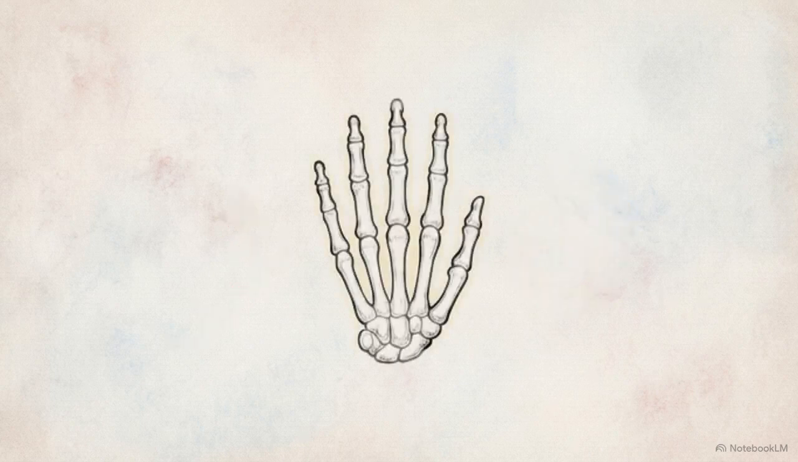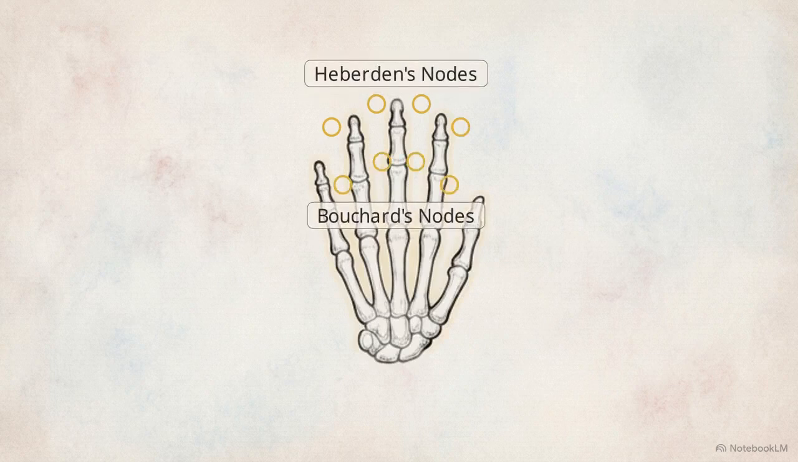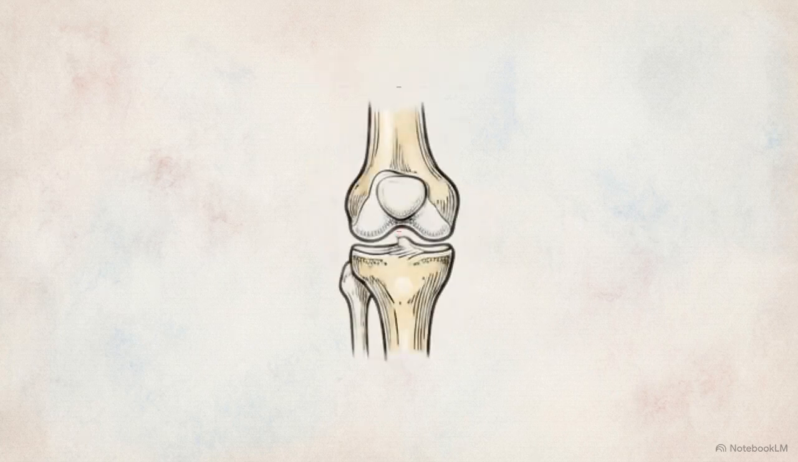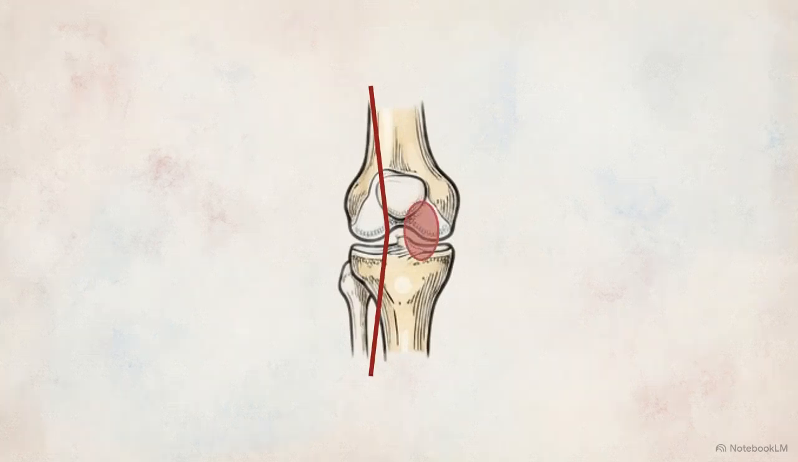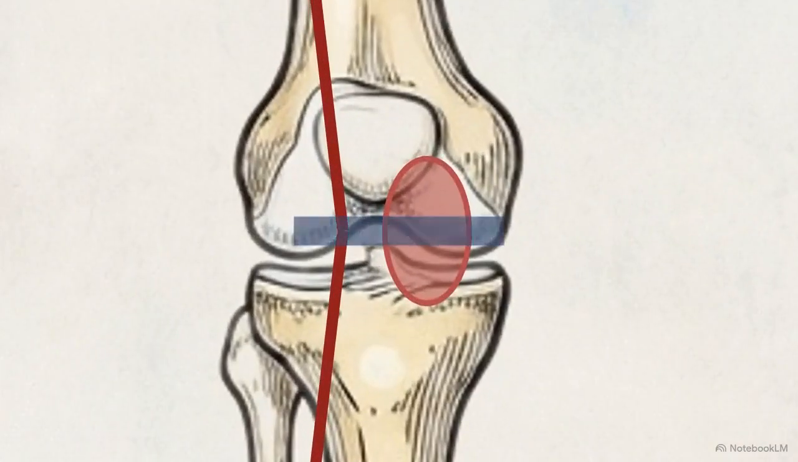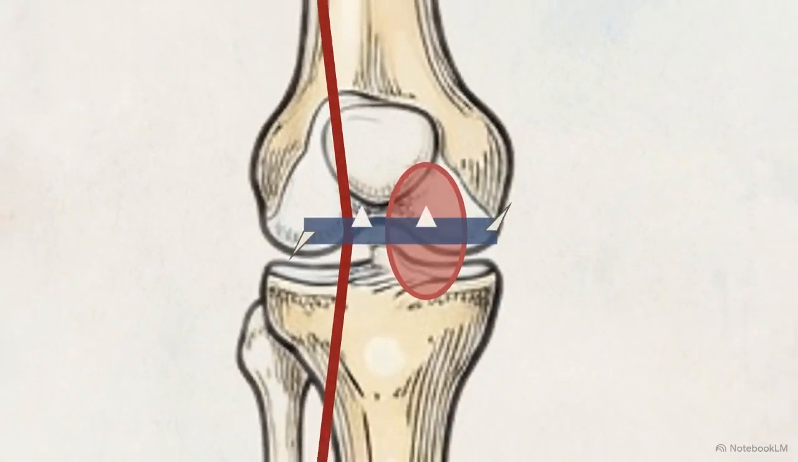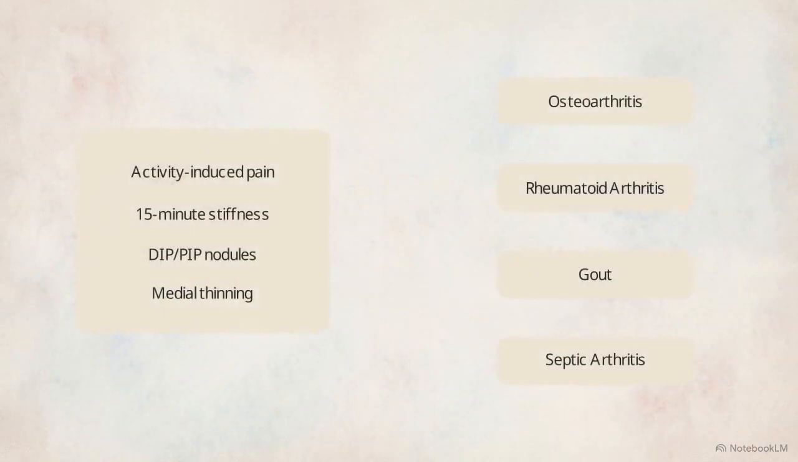This skeletal diagram highlights her specific physical findings. She has bony nodules on the distal and proximal interphalangeal joints, known as Heberden's and Bouchard's nodes, along with crepitus and mild genu varum, or bow-leggedness, indicating medial cartilage thinning in the knees. This clinical picture defines osteoarthritis, driven by mechanical cartilage degeneration and bony hypertrophy, lacking systemic inflammatory markers.